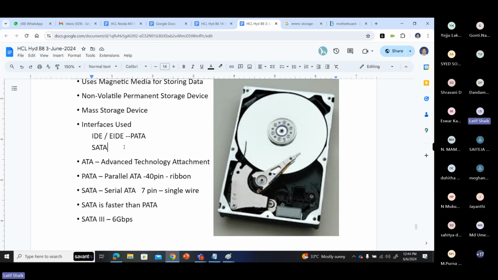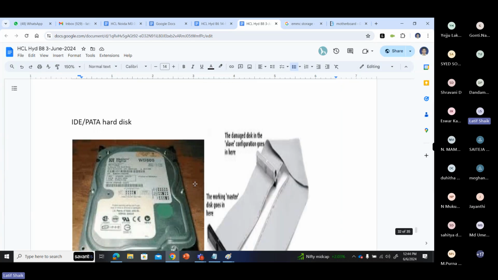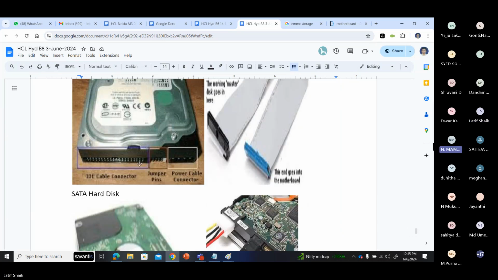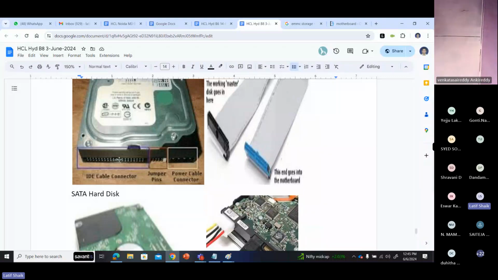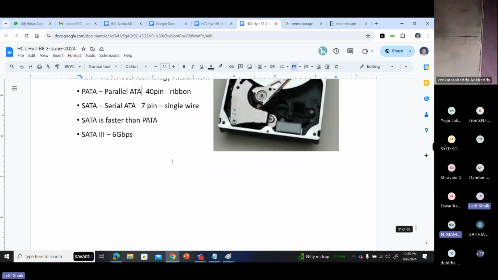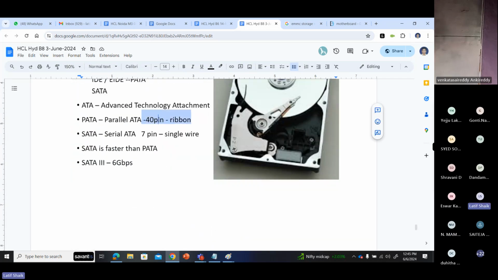And there is a technology derived from IDE, based on IDE only, called ATA, advanced technology attachment. In that one again, there is parallel advanced technology attachment, the PATA type of interface. PATA stands for parallel advanced technology attachment, and PATA means a parallel connector. It contains a 40 pin connector to the hard disk.